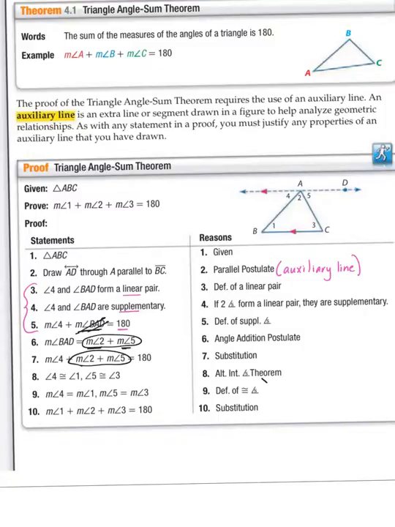But if I have parallel lines, and I do because we drew that auxiliary line to force us to have, then I've got alternate interior angles. So 4 and 1 are congruent, or by the definition of congruence, my measures are equal. And 5 and 3 are alternate interiors, so they're congruent, or their measures are equal. Again, the definition of congruence.